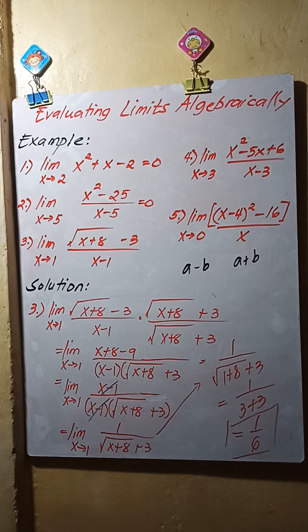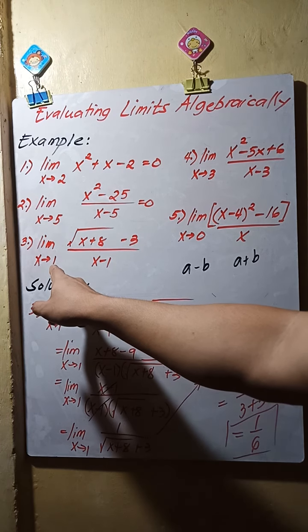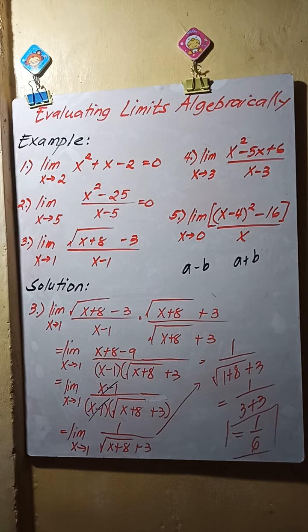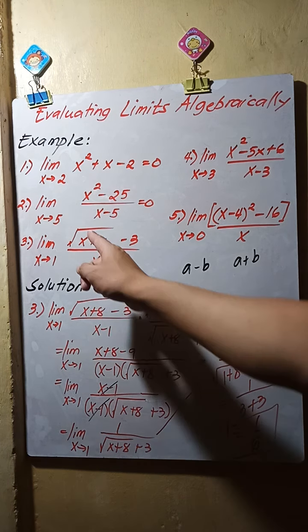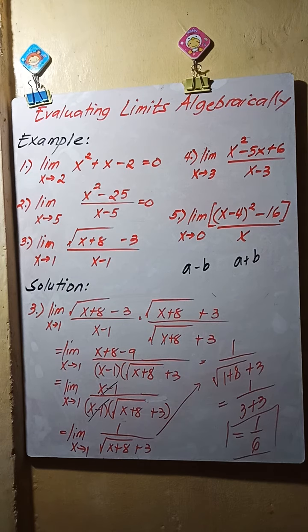Problem number 3. So limit ng square root of x plus 8 minus 3 all over x minus 1 as x approaches to 1. So again, bawal na bawal tayong magkaroon ng 0 over 0, and then bawal din tayong magkaroon ng 1 divide 0 or indeterminate form or yung undefined. So pag nag-evaluate tayo ng limits, kasi nga bawal naman. If I plug the values of x, which is 1 plus 8, that is 9. Square root of 9, that is just 3. 3 minus 3, that is just 0.